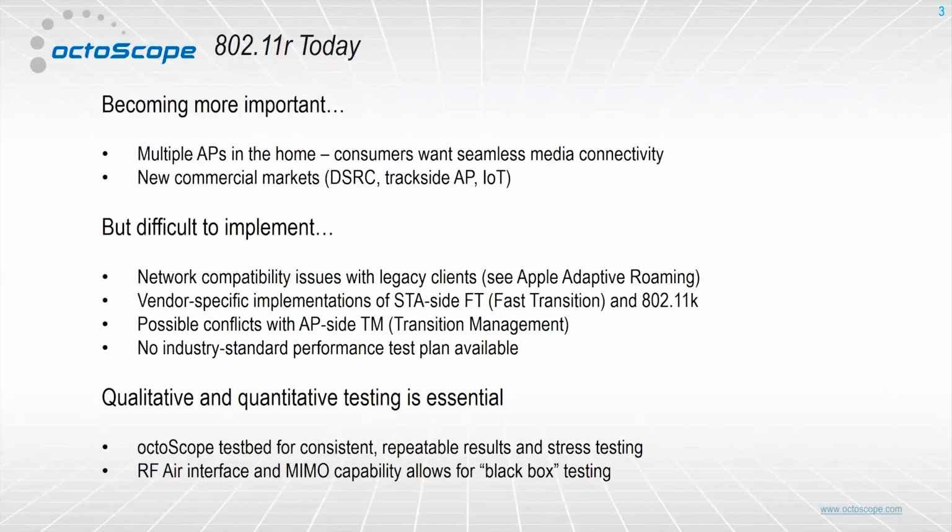We're also seeing new commercial markets. DSRC, if that comes to fruition, is going to be an important one for fast roaming, obviously, because if you have two cars passing each other on a highway, you don't have a lot of time to roam between the two devices. Trackside access points for uplink to train systems, and of course IoT. No slide deck is complete without the word IoT in it today.